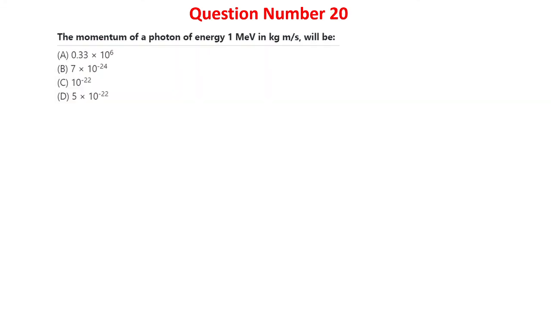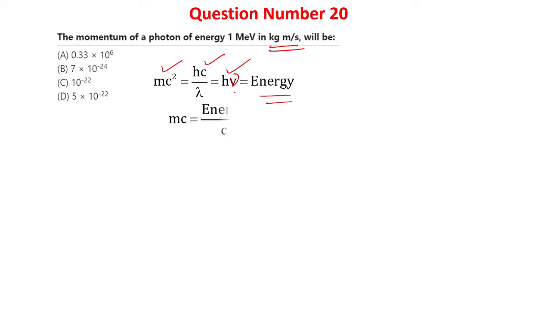Okay, question number 20. Very easy. Momentum of a photon of energy 1 mega electron volt in kg meter per second would be. Very simple. Energy of a photon is given by many forms: mc squared, hc by lambda, h into nu. So mc would be equal to the momentum of the photon. Momentum would be equal to energy upon c.